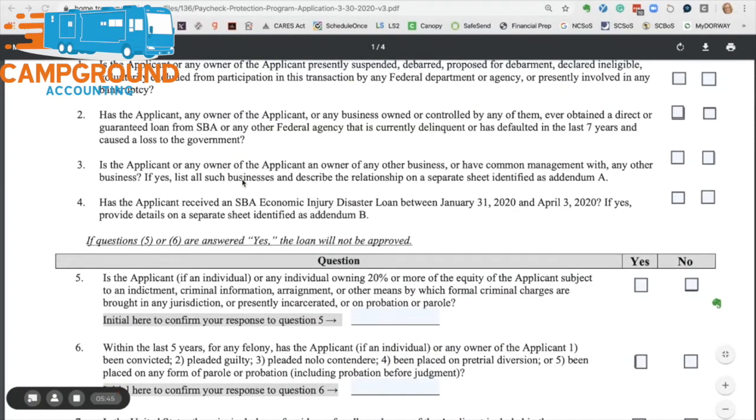Is the applicant an owner of another business or have common management with? If you have multiple businesses, you should be describing that relationship on a separate sheet of paper attached as Addendum A.